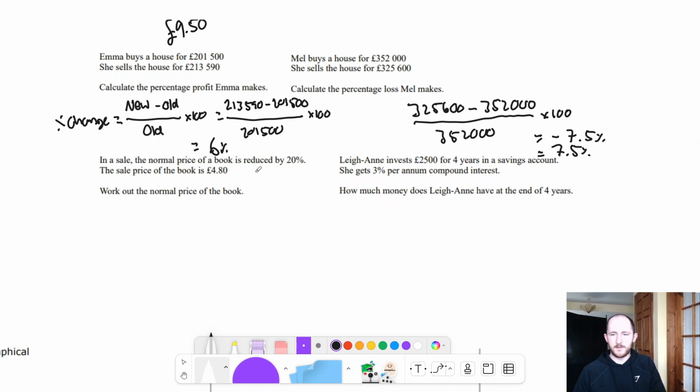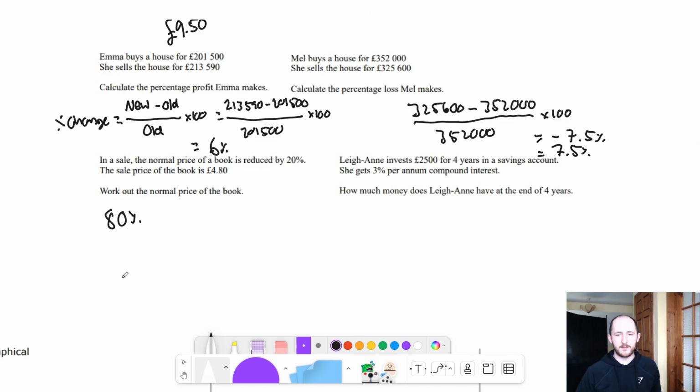You also need to be able to do reverse percentages and also compound interest. So reverse percentages: in a sale, the normal price of a book has a 20% reduction. The sale price of the book is £4.80. So since it's reduced by 20%, it's currently at 80% of its normal value, right? Does that make sense? Because again, 100% would be the normal value. So now you're just trying to get back to 100%.